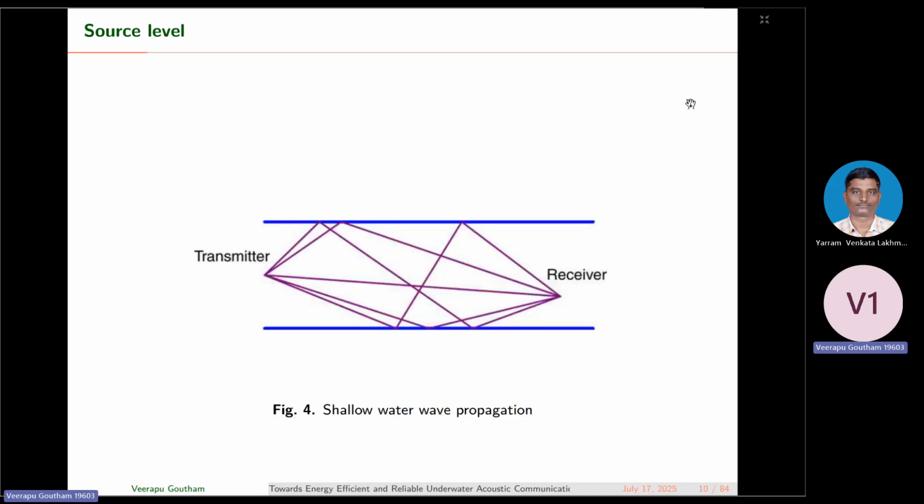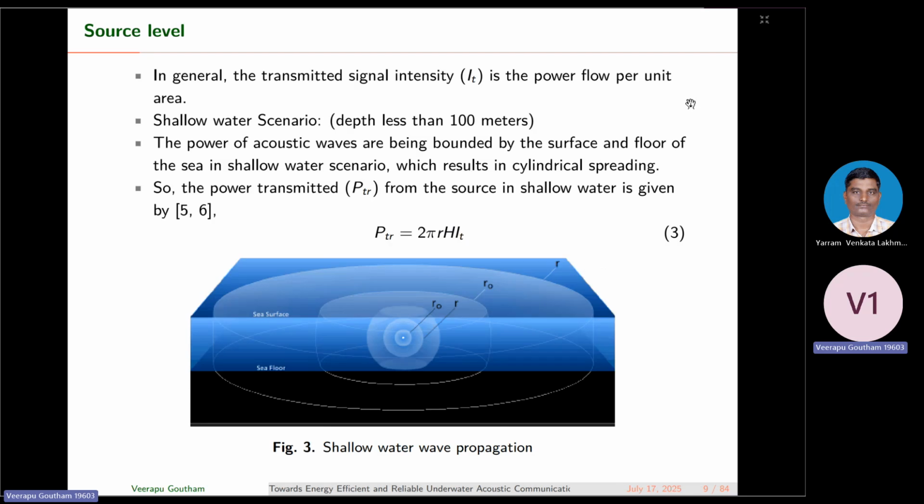Now we can check this. If the transmitter transmits the acoustic signal, the ocean surface reflects the acoustic signals back and the bottom also reflects them. Due to that, the spreading is cylindrical. Accordingly, the area of the cylinder is 2 pi R H, and multiplied by the transmitted intensity we can find the transmitted power.